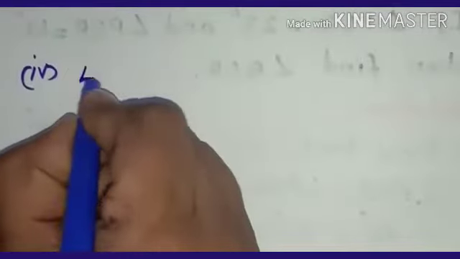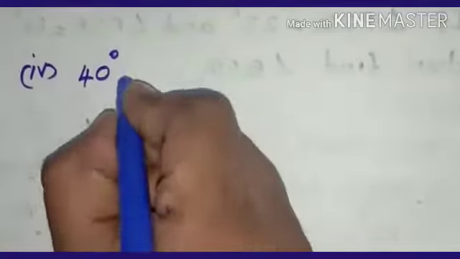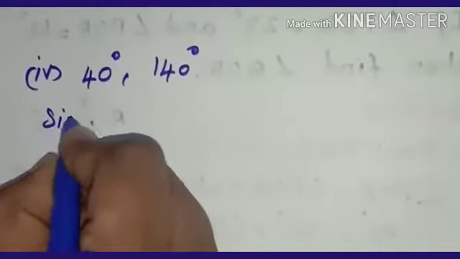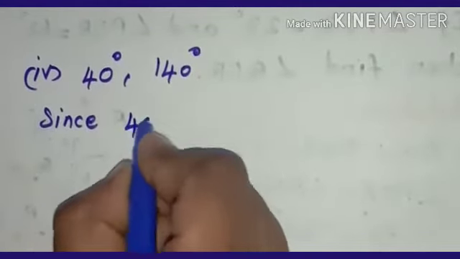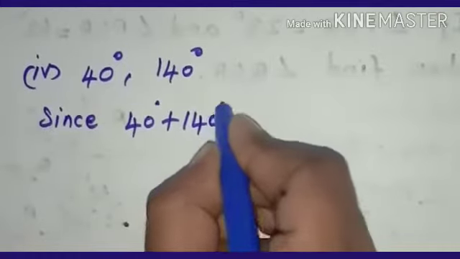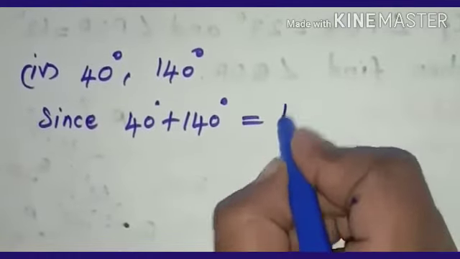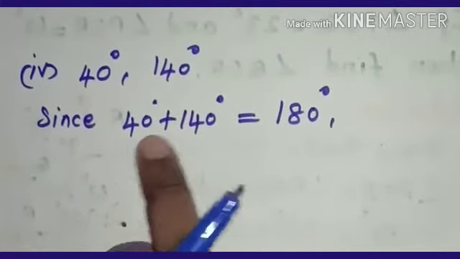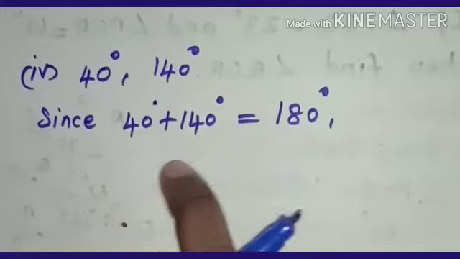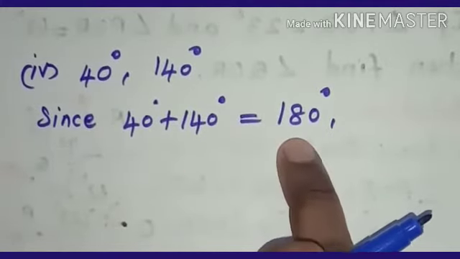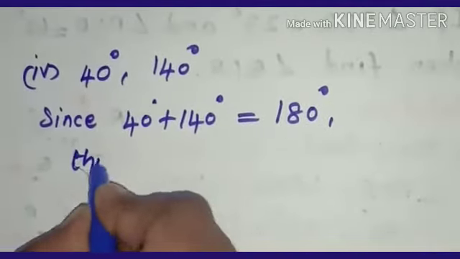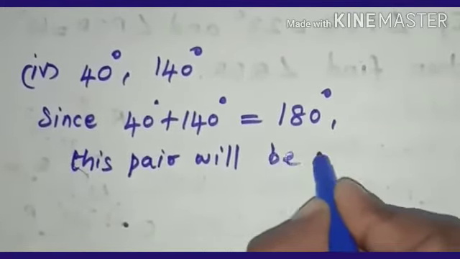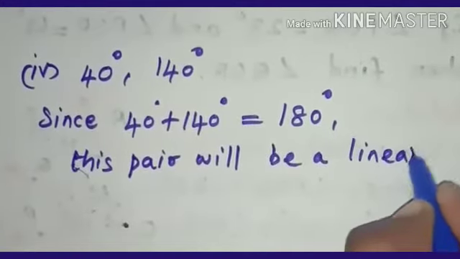So let us check the last pair, that is 40 degree and 140 degree. Since 40 degree plus 140 degree is equivalent to 180 degree, when we add these two angles, we get 180 degree. So this pair will be a linear pair.